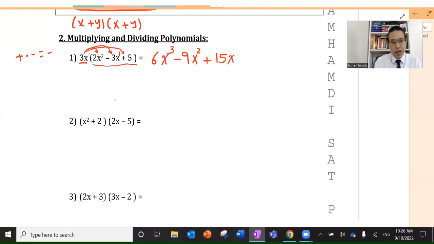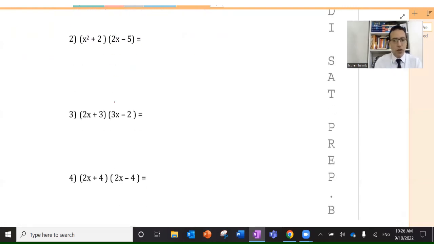Here I multiplied one term by 3 terms. What about multiplying 2 terms by 2 terms? You have many methods for this. For me, I prefer to just draw arrows for how we multiply. X squared multiplied by 2x, then x squared multiplied by negative 5. Then I go back: 2 multiplied by 2x and 2 multiplied by negative 5.